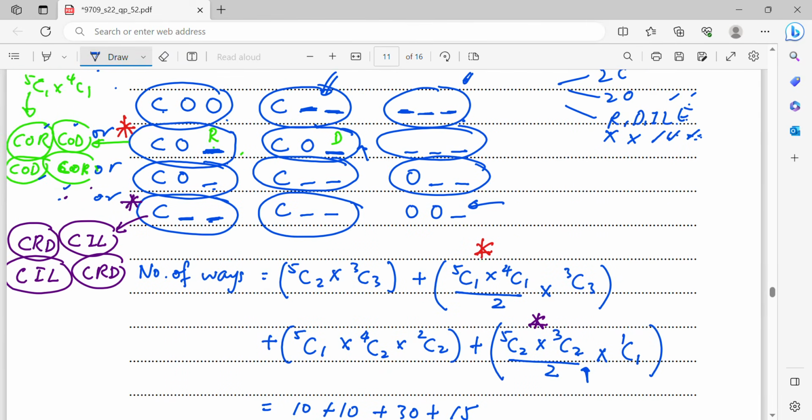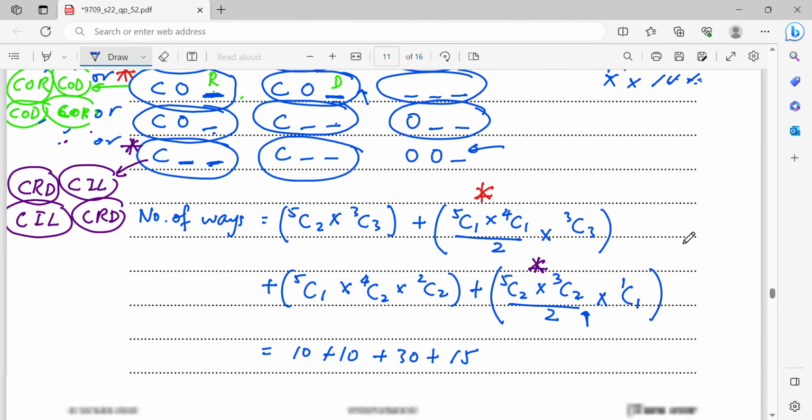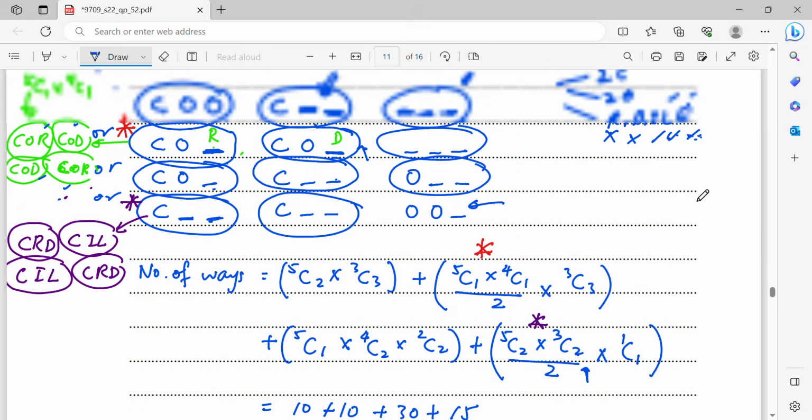Okay, let me check any mistake. 5C1, 4C2, and then 2C2. Yes, correct. Okay, so now this will be the working, and then at last you are getting 65. Okay.